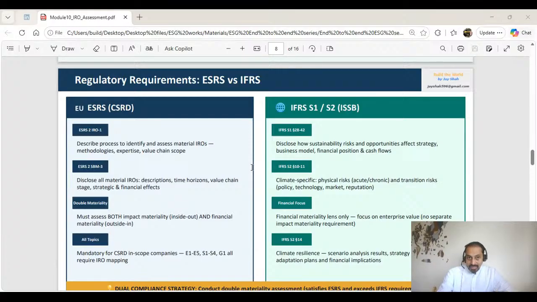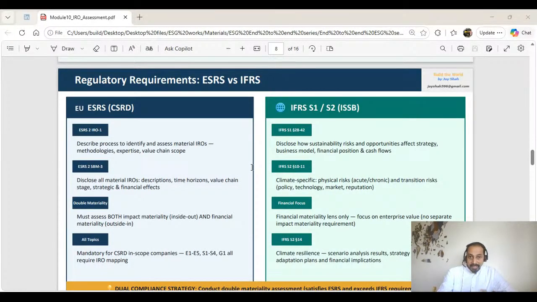For assets, asset-level impacts are particularly important for capital-intensive industries. So physical climate risk can render assets unusable. On the positive side, investment in climate resilience, renewable energy, and sustainable infrastructure are new asset categories that create long-term value. And the liability is provisions for environmental remediation, and contingent liabilities from regulatory enforcement actions. So hundreds of millions of dollars related to historical environmental contamination is part of the liability.